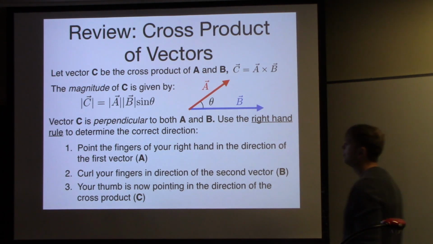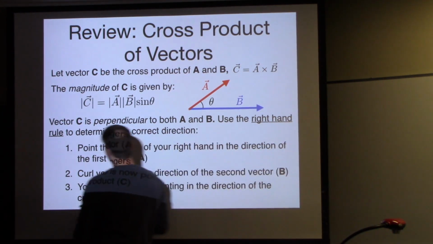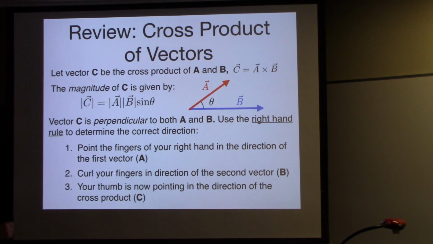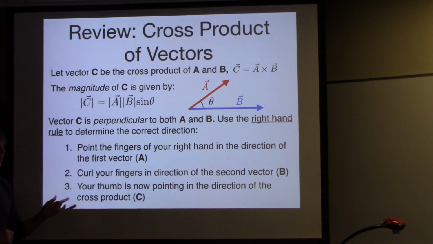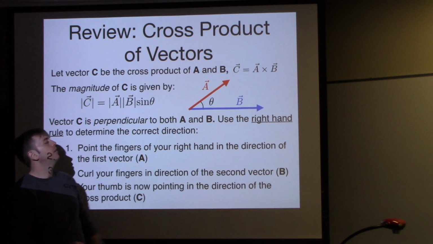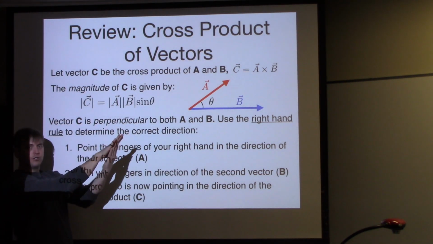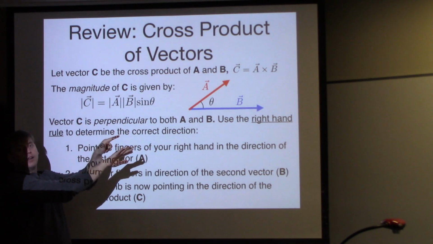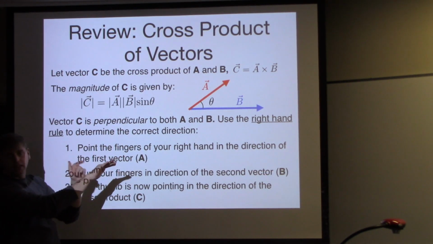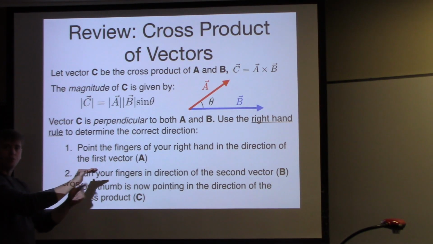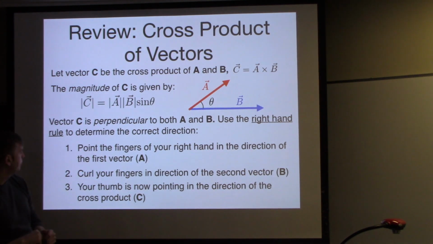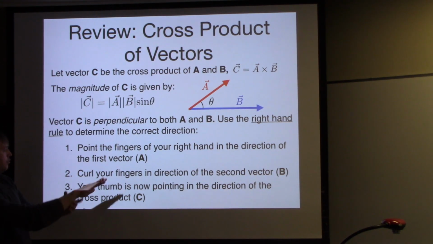Okay, the right-hand rule says, we're going to start by pointing the fingers of your right hand in the direction of the first vector, which is A. So A is kind of pointing up and to the right. I've got my fingers of my right hand pointing that way. By the way, I don't want to use my left hand because that's going to give me the exact wrong answer every single time.